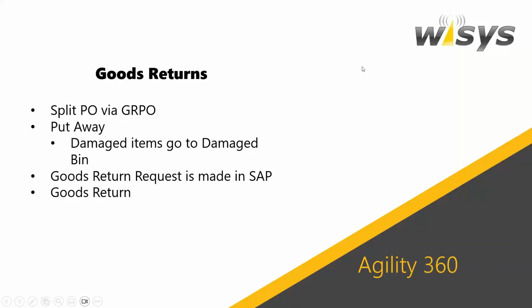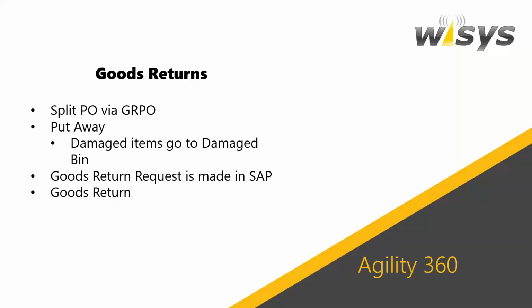So let's go ahead and start by going through goods returns here. First, I'm seizing the opportunity of going through goods returns to show you another piece of new functionality as well, and that is the ability to do split purchase orders via GRPO. So really we'll just use our standard GRPO form that's now enabled for split purchase orders. We're going to receive in a split PO.